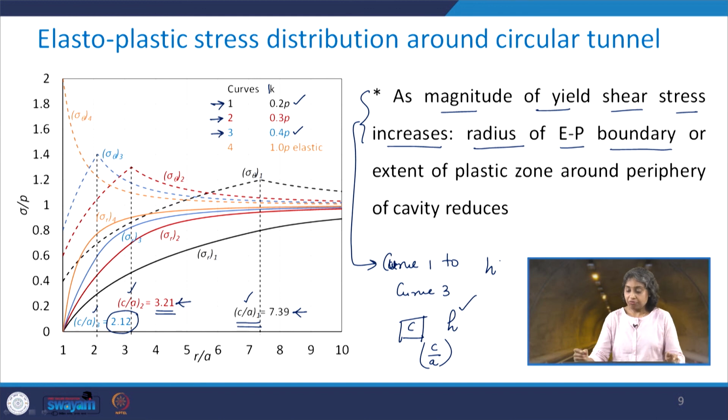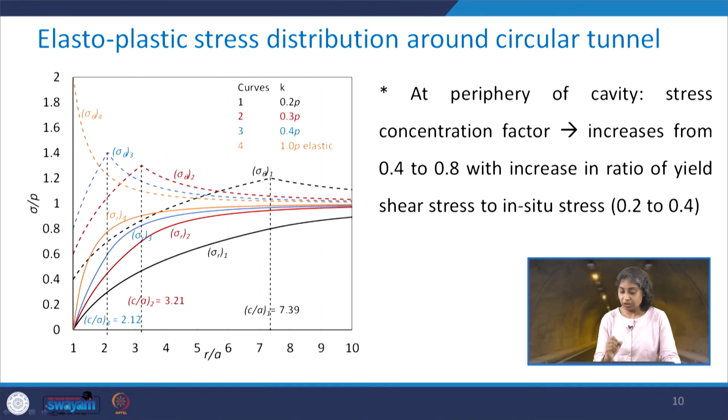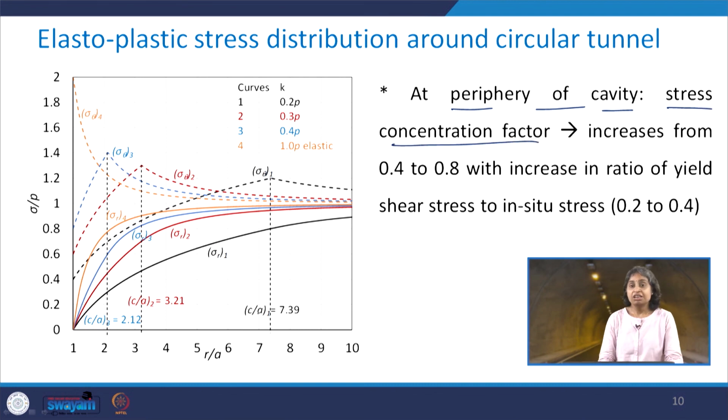So, this is how we can have this general statement that with the increase in the magnitude of yield shear stress, the extent of the plastic zone around the periphery of the cavity reduces. Then the next thing which should be noted here is what happens to the stress concentration factor at the periphery of the cavity. When I say periphery of the cavity, this means R by A equal to 1. So, I will now focus on this axis where R by A equal to 1.